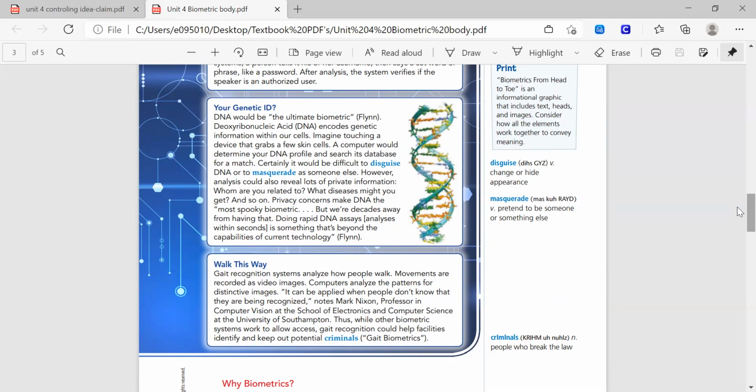However, analysis could also reveal lots of private information. Whom are you related to? What diseases might you get? And so on. Privacy concerns make DNA the most spooky biometric. But we're decades away from having that. Doing rapid DNA analysis, analysis within seconds, is something that's beyond the capabilities of our current technology.